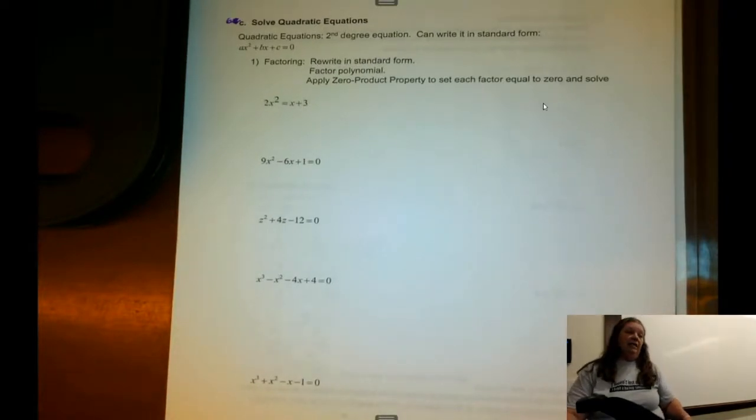So that's your first step, to get it written in standard form, or set equal to 0. Then you're going to factor the polynomial, which is usually on the left-hand side. And then you're going to apply the zero product property to set each factor equal to 0 and solve. So that's our process. That's solving quadratic equations by factoring. We're going to go through 4 different methods of solving quadratic equations. The easiest is by factoring.